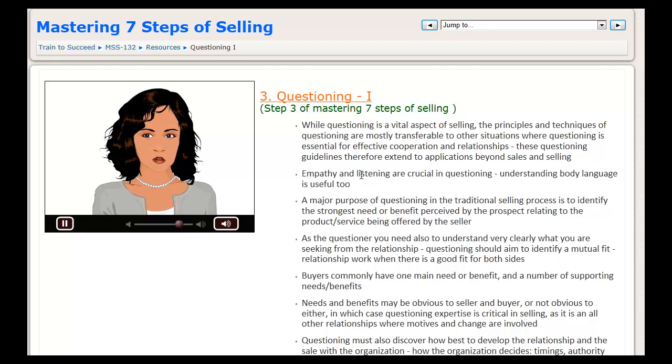Third, a major purpose of questioning in the traditional selling process is to identify the strongest need or benefit perceived by the prospect relating to the product/service being offered by the seller. Fourth, as the questioner you need also to understand very clearly what you are seeking from the relationship. Questioning should aim to identify a mutual fit. Relationships work when there is a good fit for both sides.